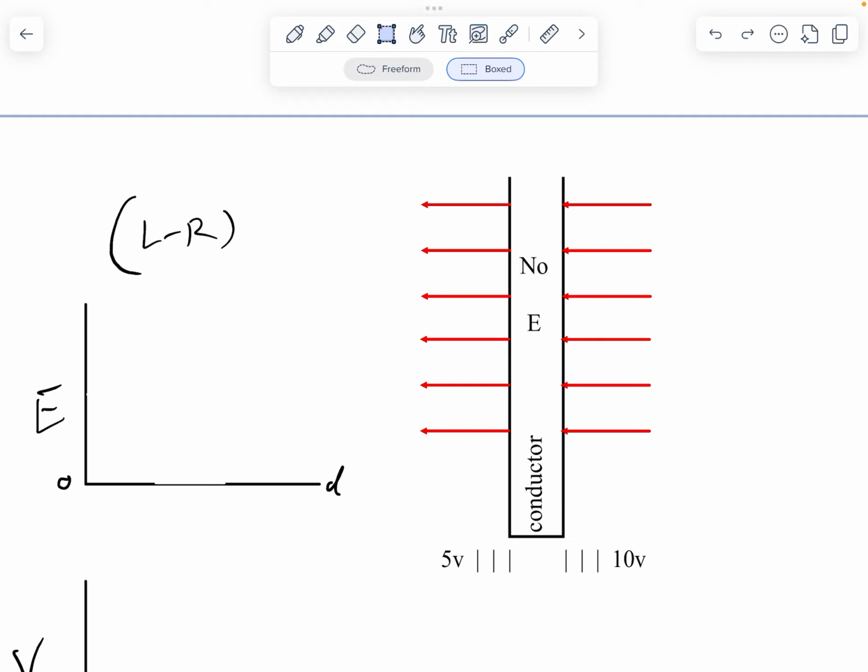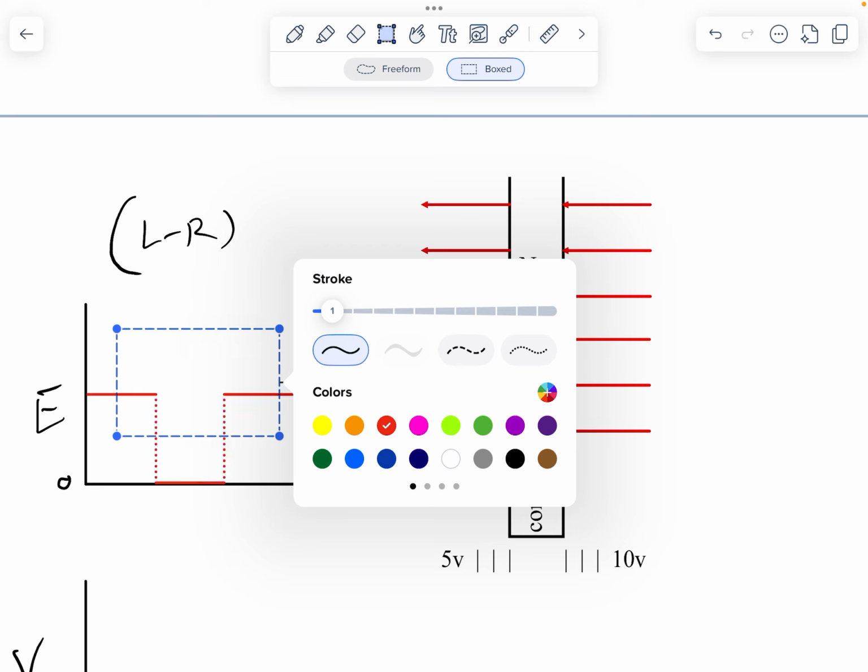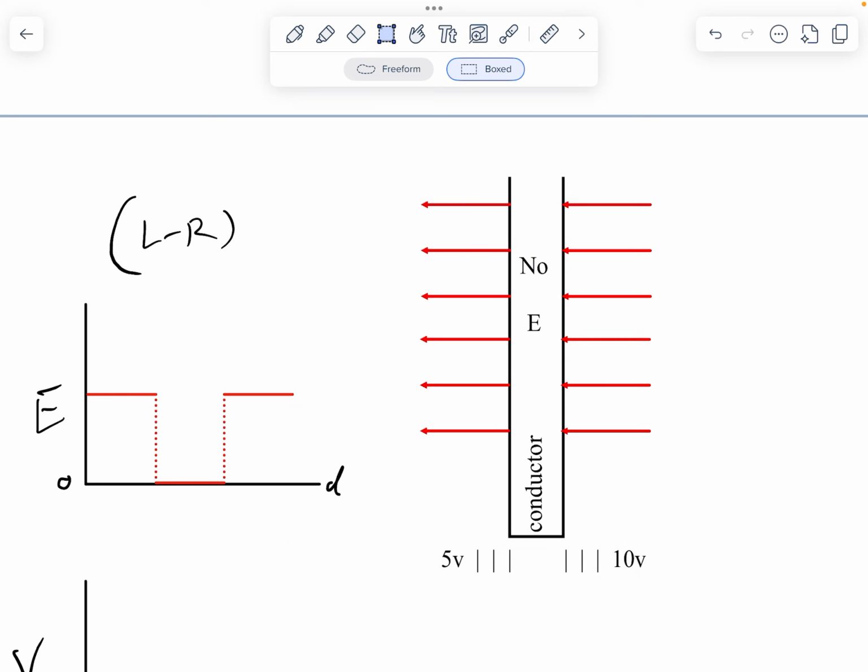So what would that look like? Let's see here. I tried to get fancy with this. There we go. It would look like that: a constant value, then nothing, and then a constant value again. Those little dashed lines are asymptotes.